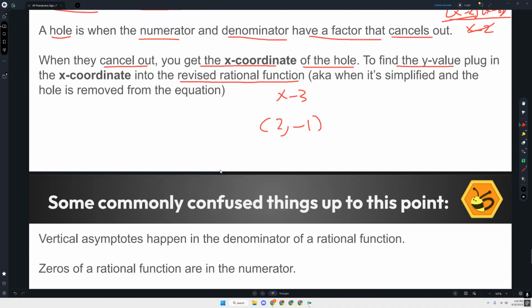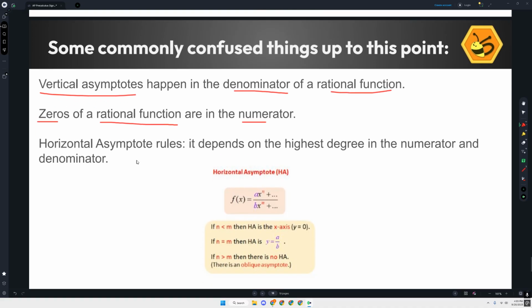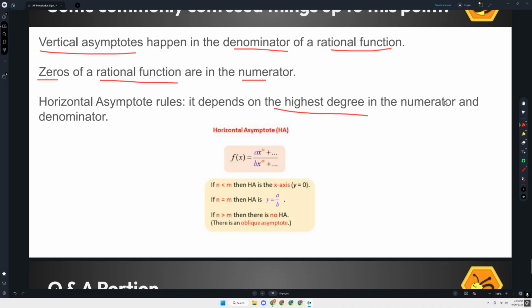And then the final thing is vertical asymptotes happen in the denominator of a rational function. Zeros of a rational function are in the numerator. The horizontal asymptote rules depend on the highest degree in the numerator and denominator. If it's bottom heavy, the horizontal asymptote is y equals 0. If they're equal, it's the ratio of the coefficients of the highest degrees. And if the top is heavier than the bottom, it's an oblique asymptote or no asymptote. And that's pretty much it.